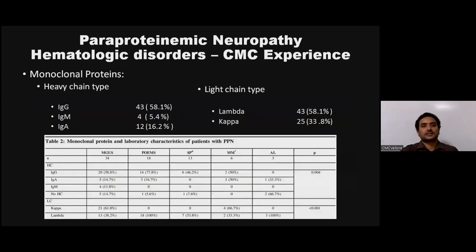This is our experience in our CMC study, where our patients most commonly had heavy chain IgG, IgM, and IgA. The most common one is IgG: 43 patients had IgG, and the light chain types were lambda and kappa, 43 and 25.